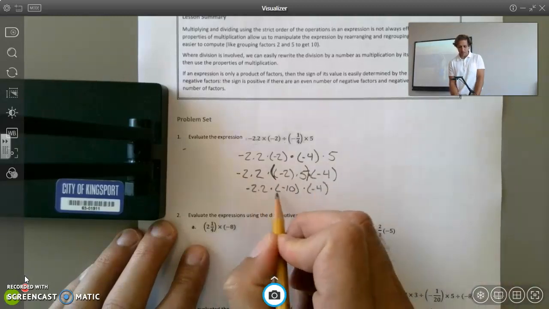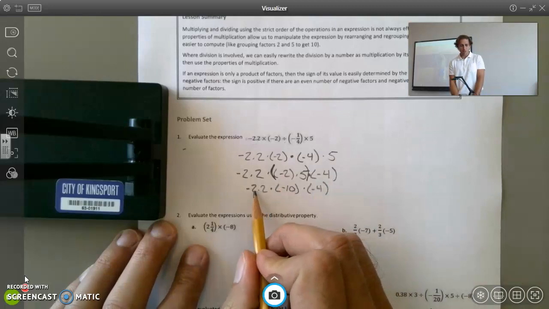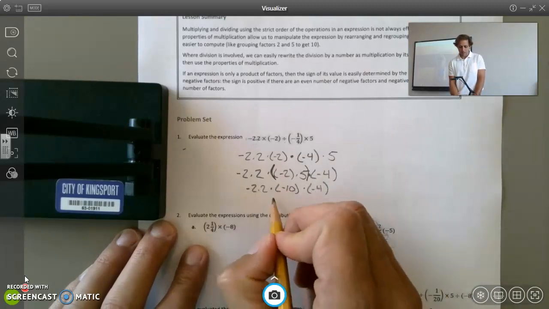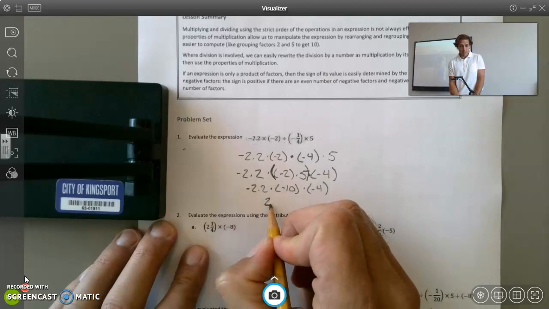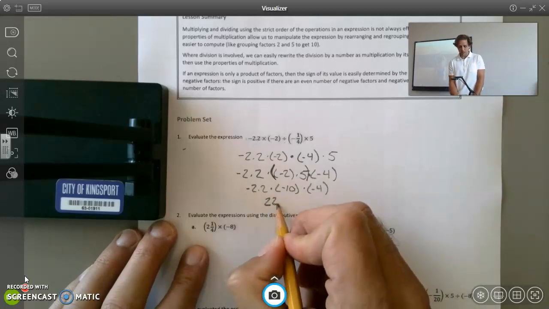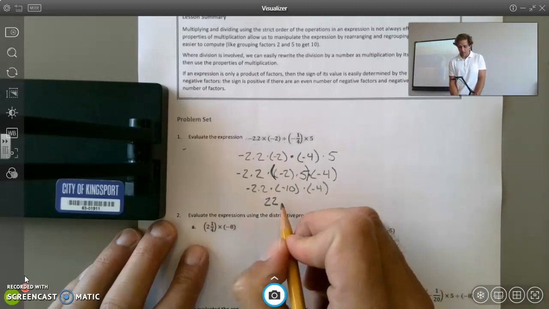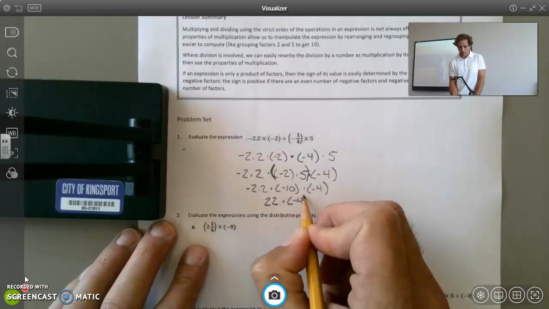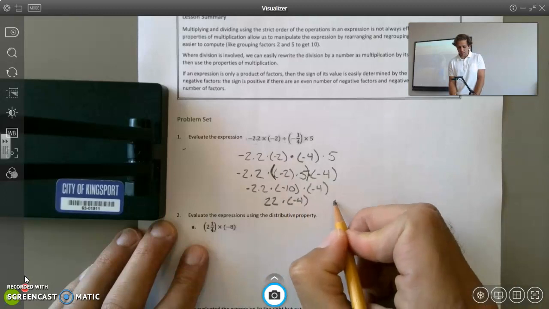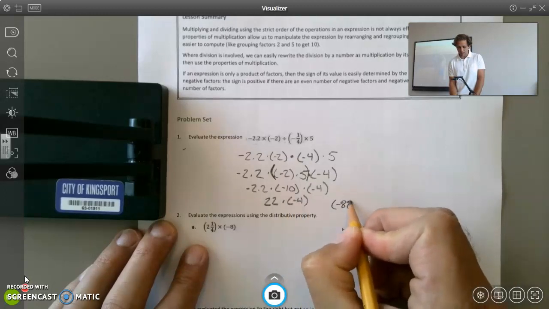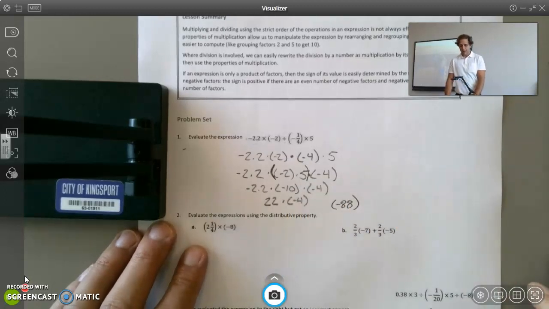Now I'm going to multiply this together. This number, instead of 2 2/10, I now have a 2 in the tens place and a 2 in the ones place. So now I have 22 times negative 4. And that's going to give me a product of negative 88. And that is our answer.